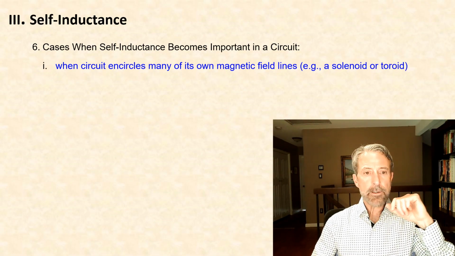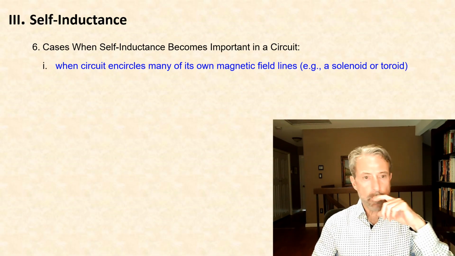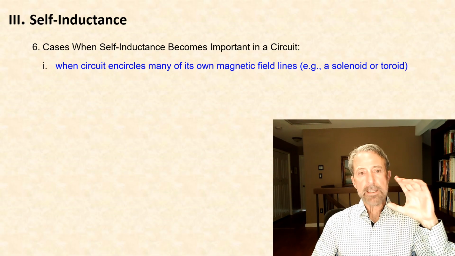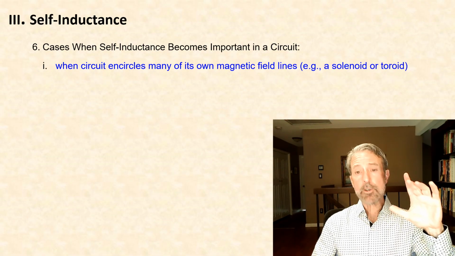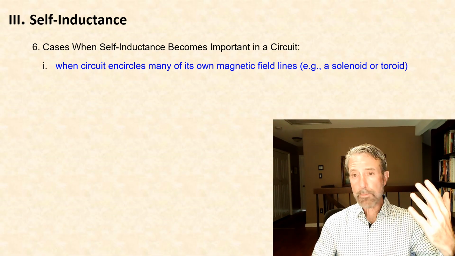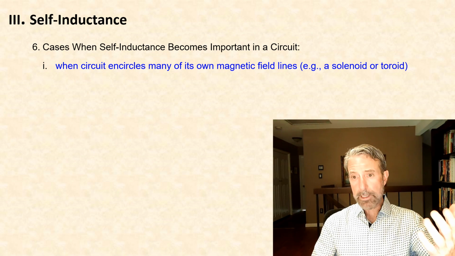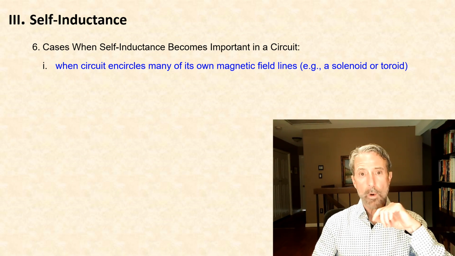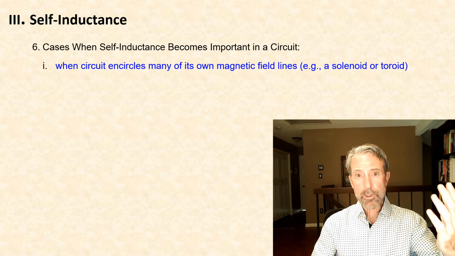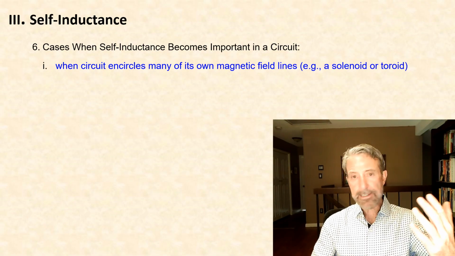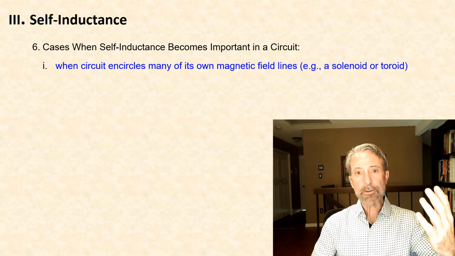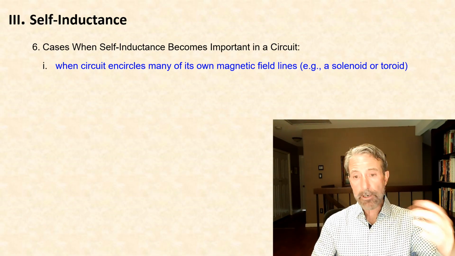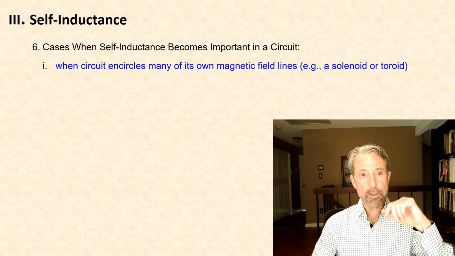The first case applies to cases where the circuit encircles many of its own magnetic field lines. So this would be, for example, the solenoid or the toroid, which consists of numerous loops, meaning that a lot of the magnetic field lines generated in their interiors are encircled by these loops.